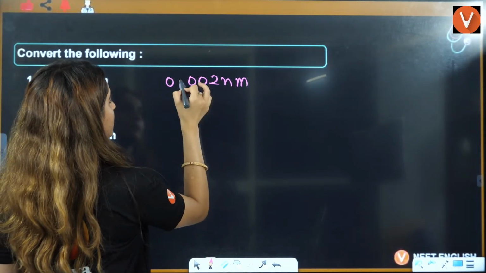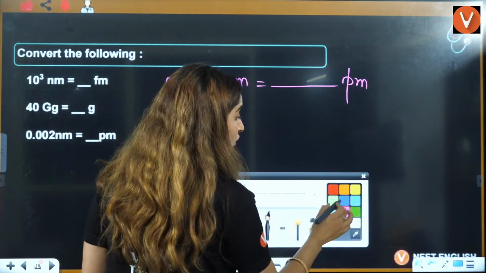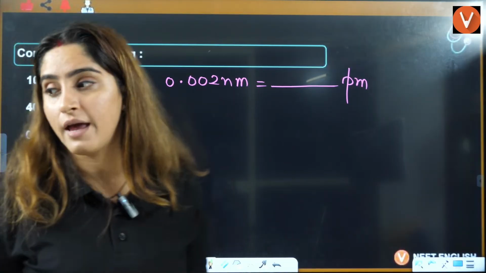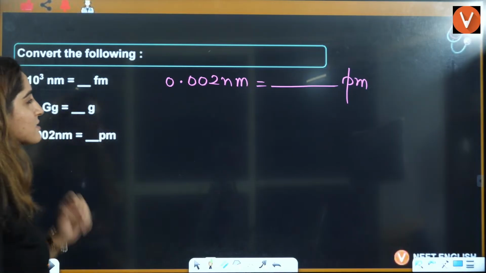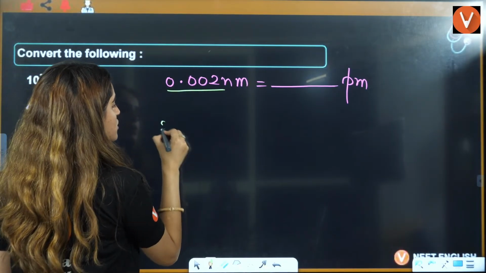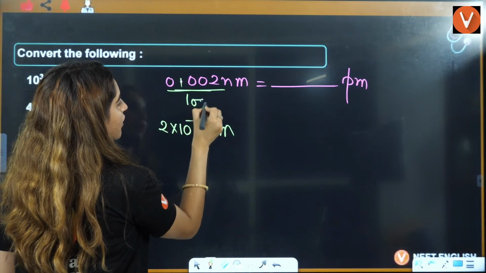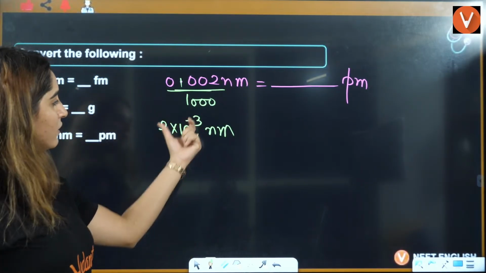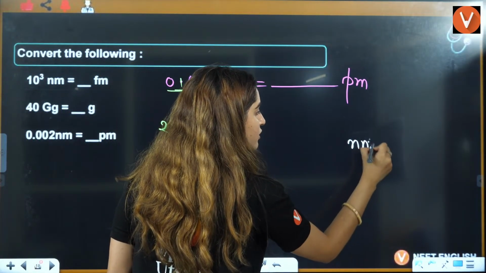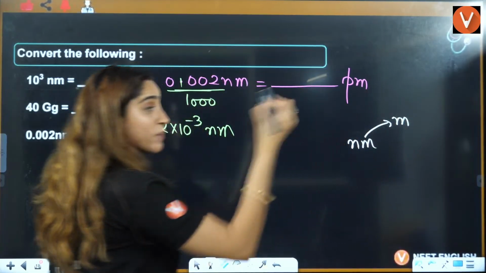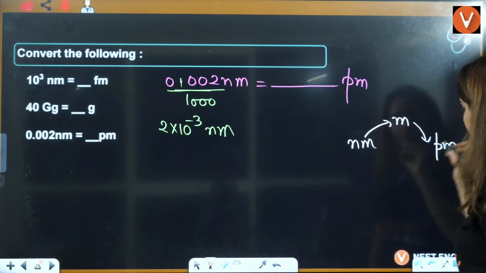Next one is 0.002 nanometer equals how much picometer. This is the common conversion that you will see in your numericals. Now let us see that, everybody. This is nothing but 2 into 10 raised to power minus 3 nanometer, because you have 3 zeros here, so that will be 10 raised to power minus 3. Now, nanometer, firstly we will convert it to meter, which is bigger, the larger value. Then we will convert it again into picometer.